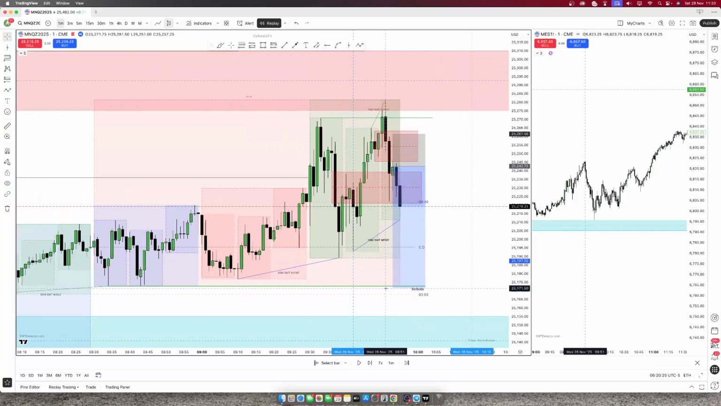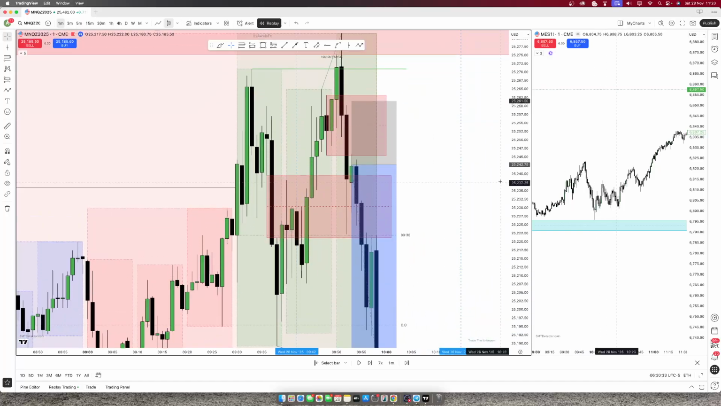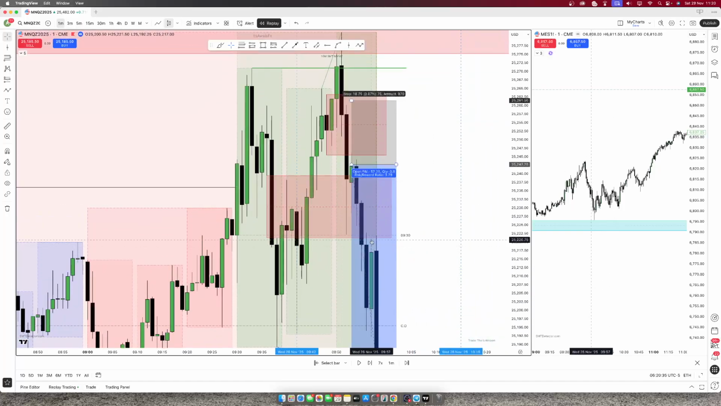And then where are we targeting? We're targeting these lows right here. So let's see what happens there. Price obviously gives us a little pullback. Where does price pull back? Look at this delivery right here.